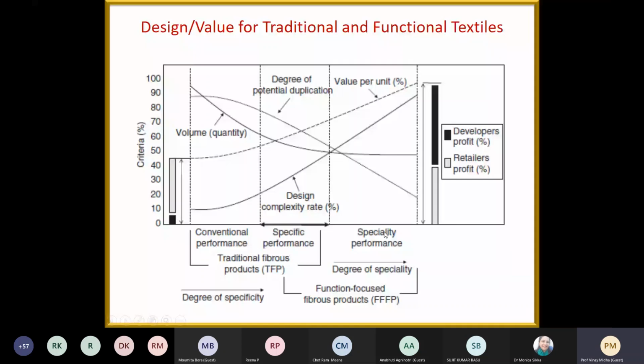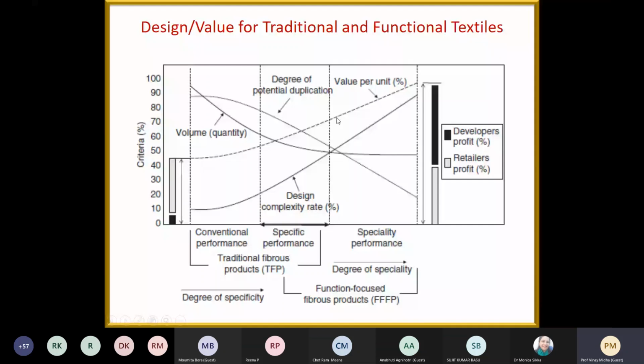Similarly, the value addition will also increase. The value for this conventional product is lying at this particular level. And for the specialty product, the value per unit will be this much. It will increase significantly. And on the other hand, if we see the degree of the potential duplication of these products, that will be decreasing now.